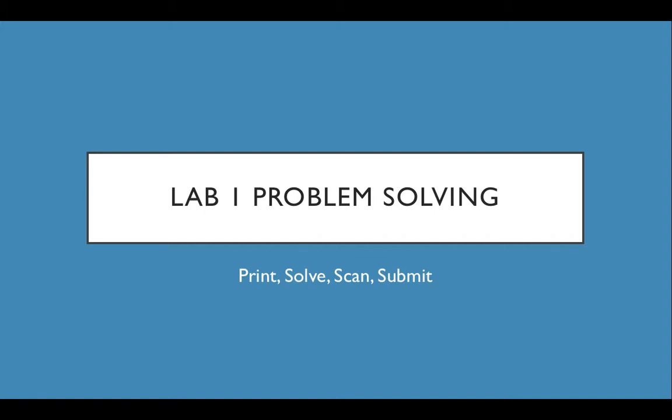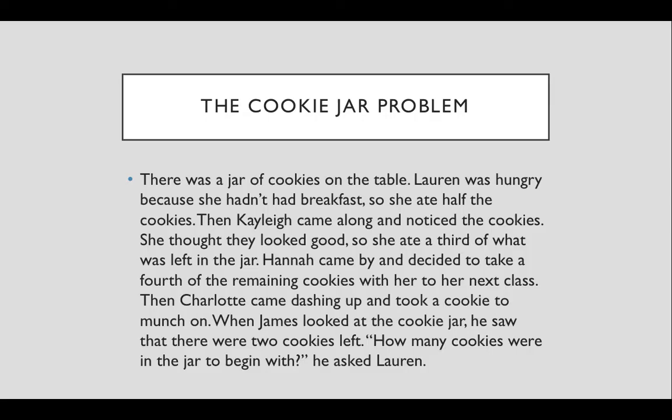The next task to complete in Module 1, our problem solving module, is lab number 1 on problem solving. Here I'm just going to give you the instructions and briefly unpack the two tasks on the lab for you. So the first task on our lab is called the cookie jar problem, and I'll read it and we'll talk a little bit about it.